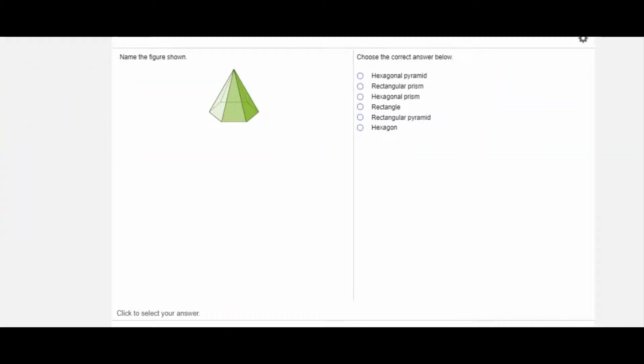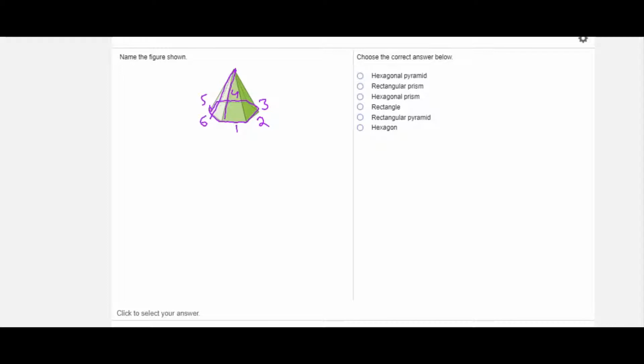Name the figure shown. What is the name of this figure? The name of the figure is a hexagonal pyramid. I know this is a hexagonal pyramid because there's a pyramid sitting on top of a 6-sided hexagon. Good. How else do you know this is a hexagonal pyramid? Because if you count the sides of the base, there are 6, so that's how you know it's a hexagon. And then there is a pyramid on top.